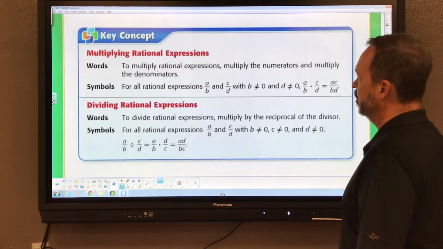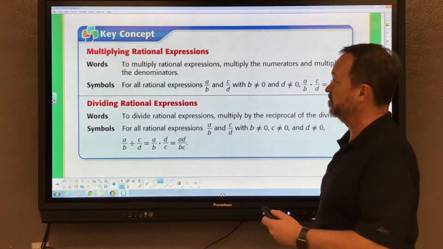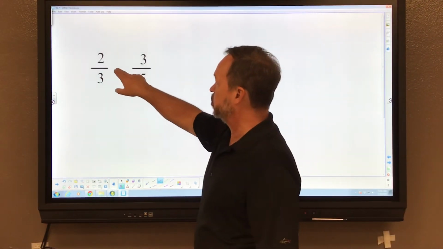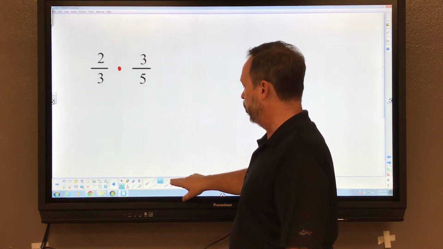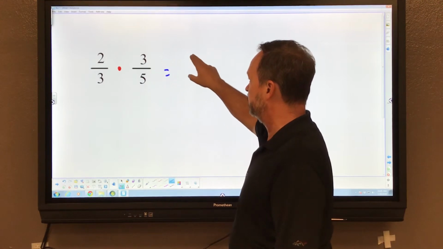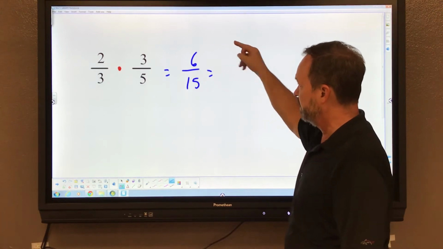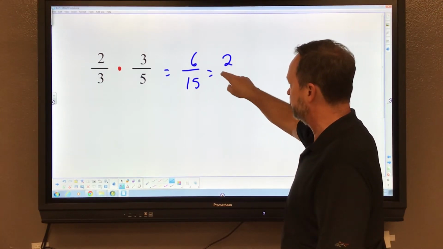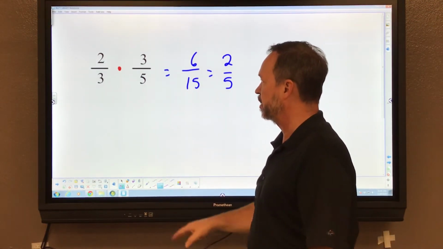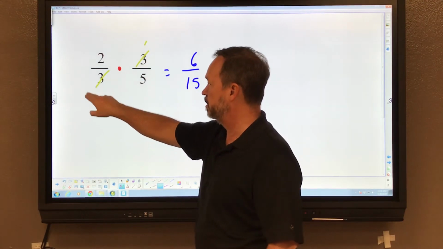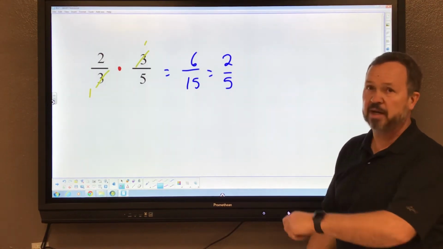Now we're going to look at multiplying and dividing rational expressions. Fractions, multiplying, dividing fractions. We've done that before. So if this was elementary school and we were multiplying these two, then we have two options for how to do that. One is we just multiply straight out. That's 6, that's 15. Those reduce because they both divide by 3. 6 divided by 3 is 2. 15 divided by 3 is 5. An easier or different way of doing that is to go, whoa, them threes cancel. And I get 2/5.